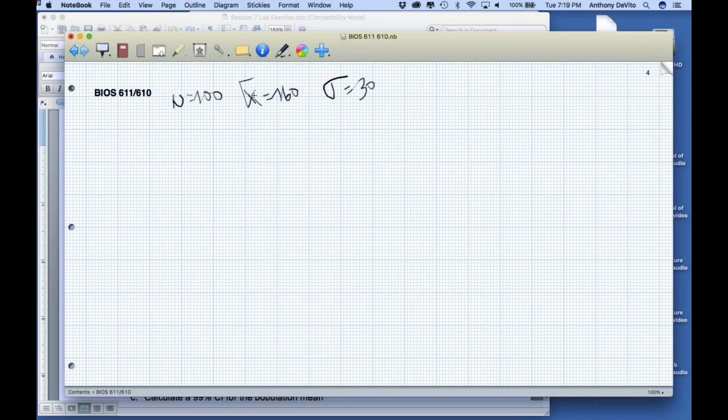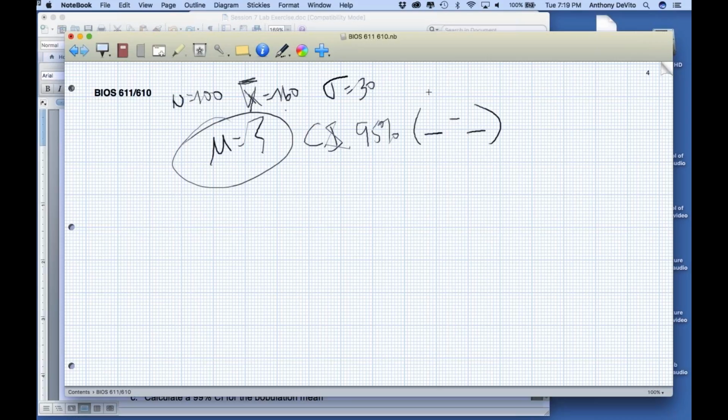So I've calculated that my mean for this sample is 160. Well, how well do I know what the population mean is? What is mu? Mu is what we're really after here, our ultimate goal. So the way we're going to calculate mu is we're going to calculate a confidence interval. The first one is a 95% confidence interval. I want to be 95% sure the true population mean resides within a range from here to there.